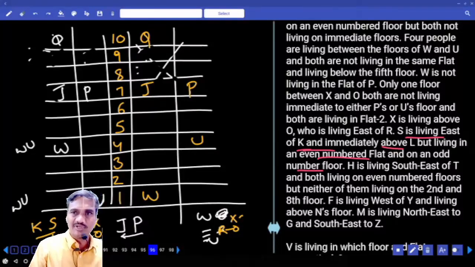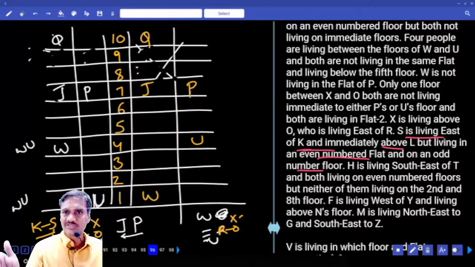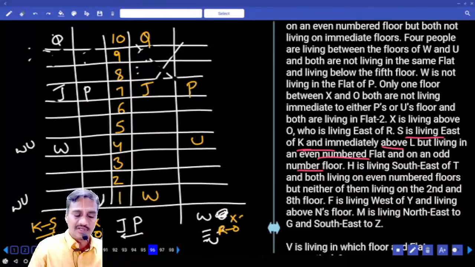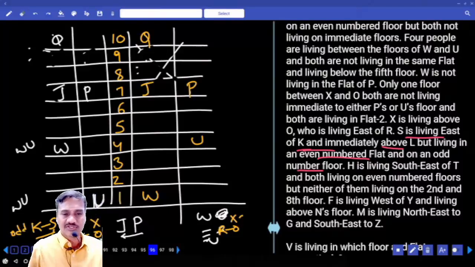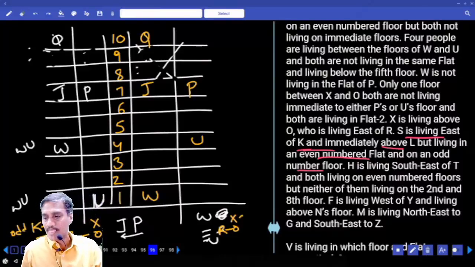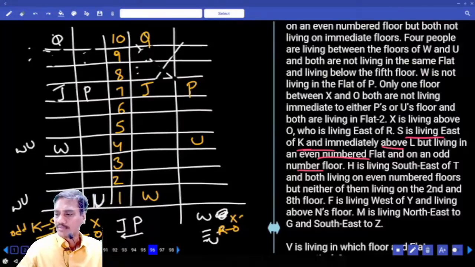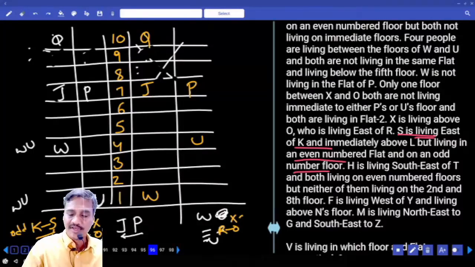That means S must be on the second flat. That information is not required in general. S is to the east of K, but obviously that must be on the second flat. K, S and L. And this S is living on which one? Odd numbered floor. K and S are living on an odd numbered floor. S is living east of K and immediately above L, on an even numbered flat and not on an odd numbered floor.